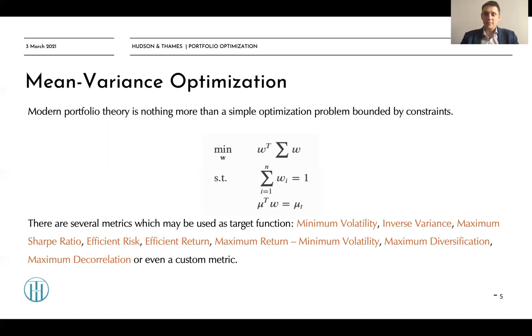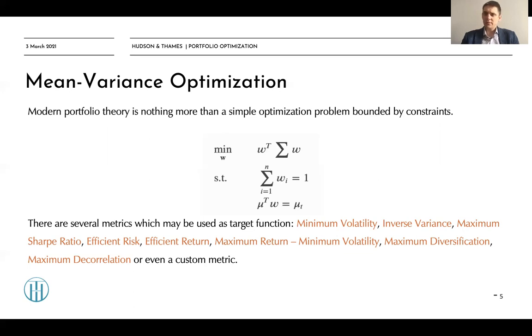So in mean-variance optimization, you can go quite far away from the standard setting. There are several metrics which can be used as target function. We can use minimum volatility, so we try to minimize the square root of variance. Usually it will yield pretty much the same solutions, but you can use minimum volatility instead of minimum variance. You can use inverse variance, maximum Sharpe ratio, efficient risk, efficient return, maximum return minus minimum volatility, maximum diversification, and maximum decorrelation. You can even use your custom metric.